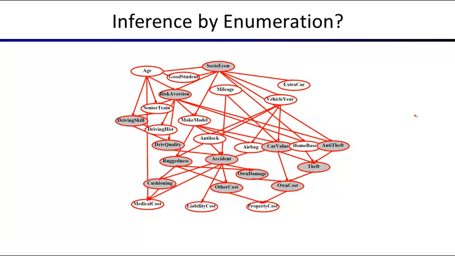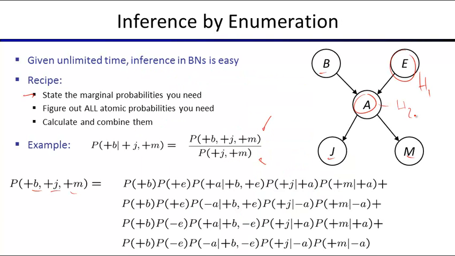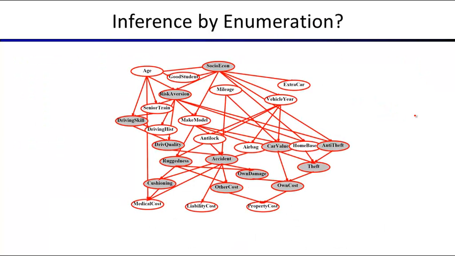What if your BaseNet looks like this? You run inference by enumeration. Well, how expensive will that be? You end up summing over all hidden variables. So what will happen is you have some query. There will be some number of hidden variables, and then the number of terms in your inference will be 2 to the number of hidden variables. That can be very expensive.